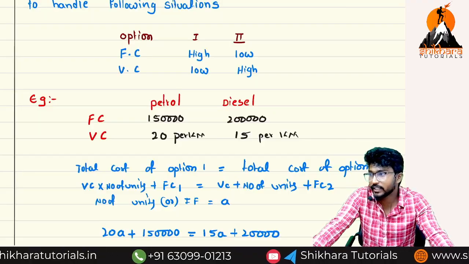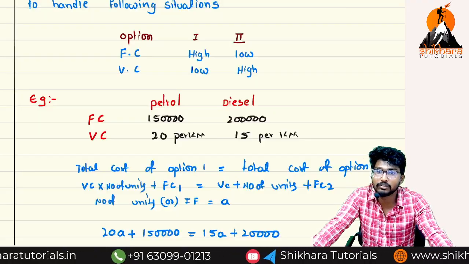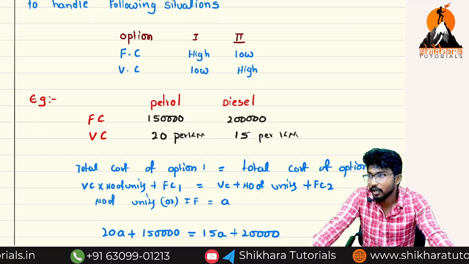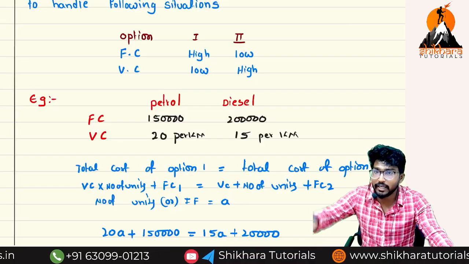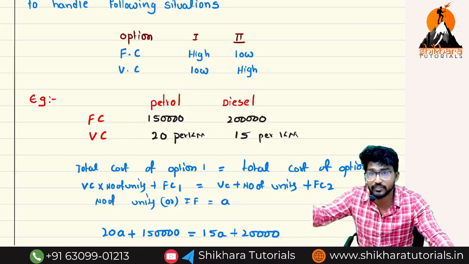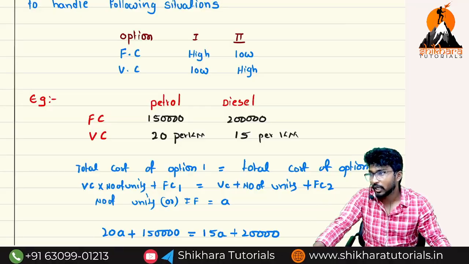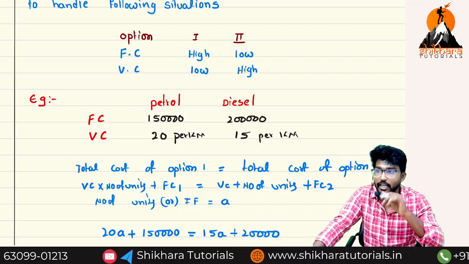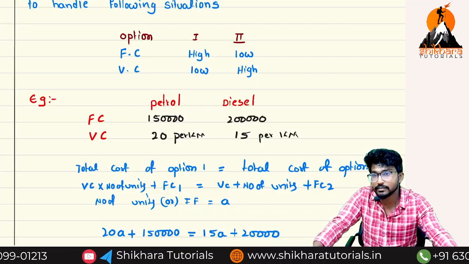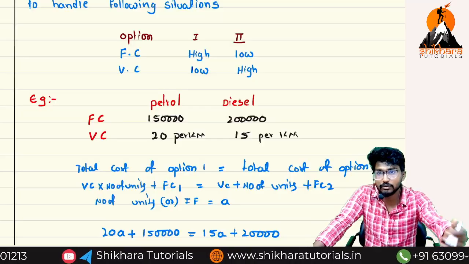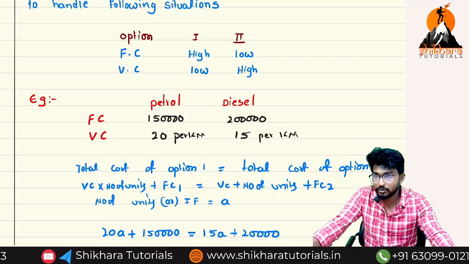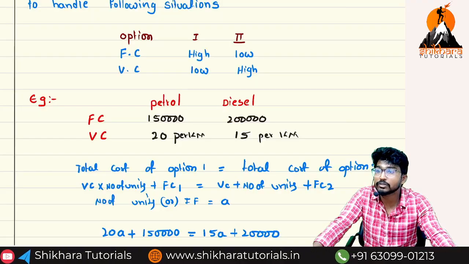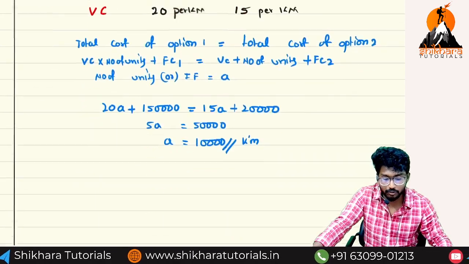Why? Because, for example, I am running 12,000 kilometers. At 10,000 kilometers only, I already recovered my entire extra fixed cost. Now, I am running 2,000 extra kilometers. For each kilometer, I am saving 5 rupees. 5 rupees into 2,000. How much did I save in total? 10,000 I saved. Or you can do a basic calculation.